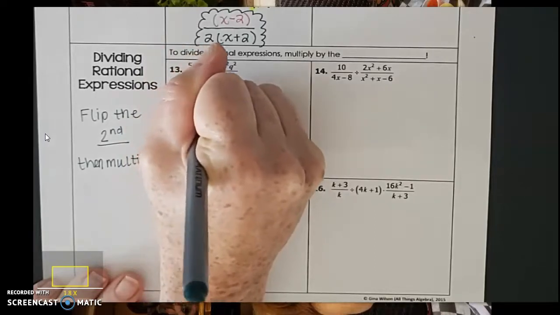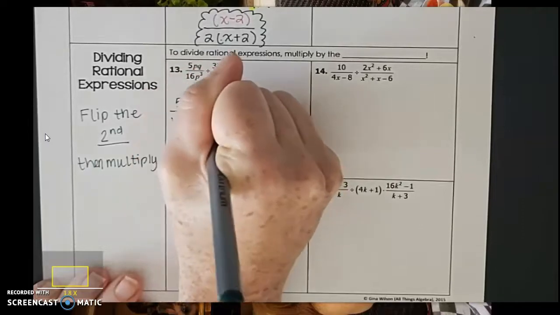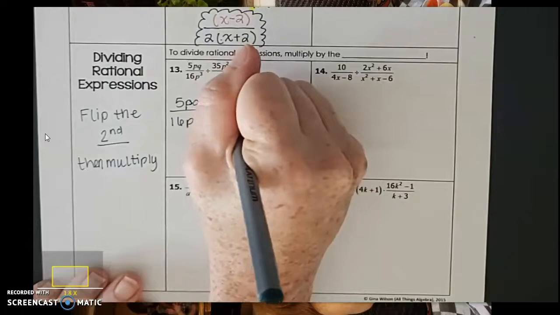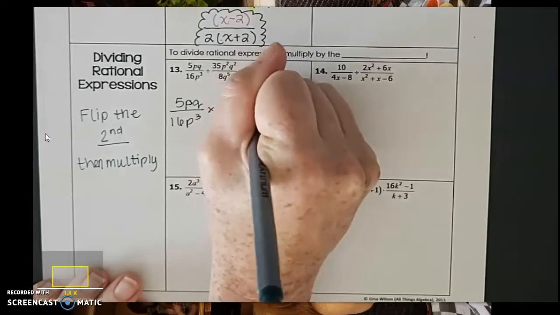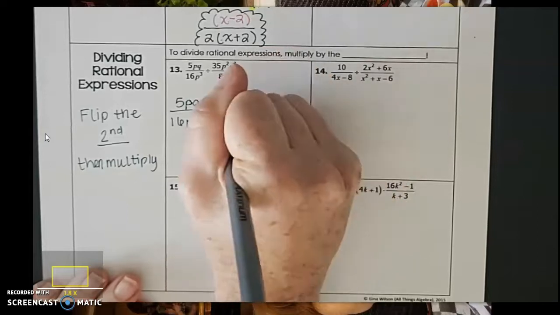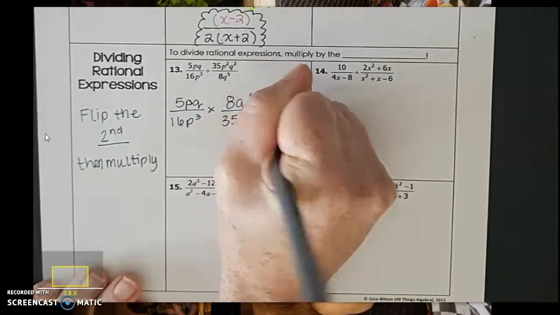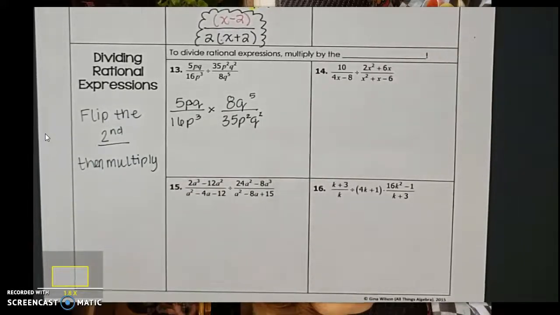This first one will stay the same. We're going to change it to multiplication and flip the second. So that is 8q to the 5th all over 35p squared q squared. Okay, and now we're just back to multiplication, which is what we were just doing. So we multiply top times the top, bottom times the bottom.